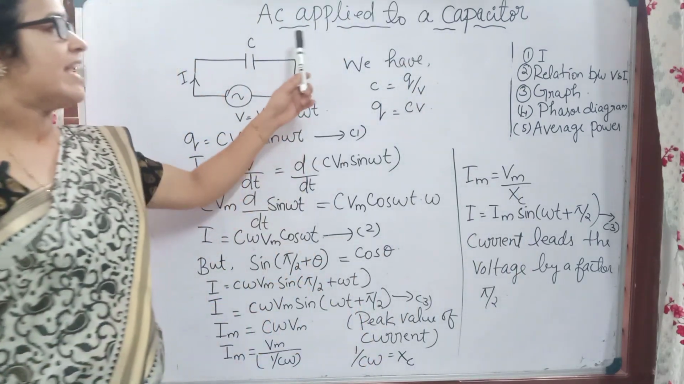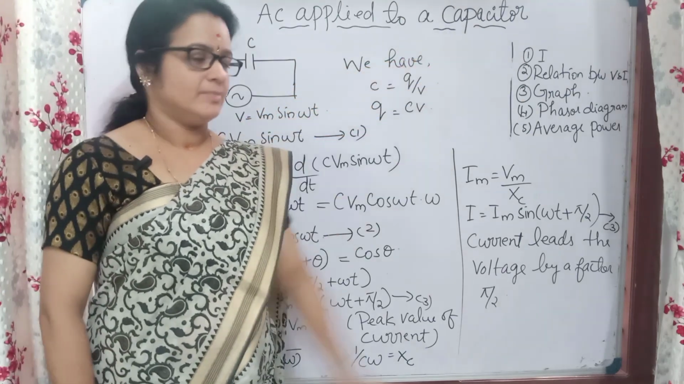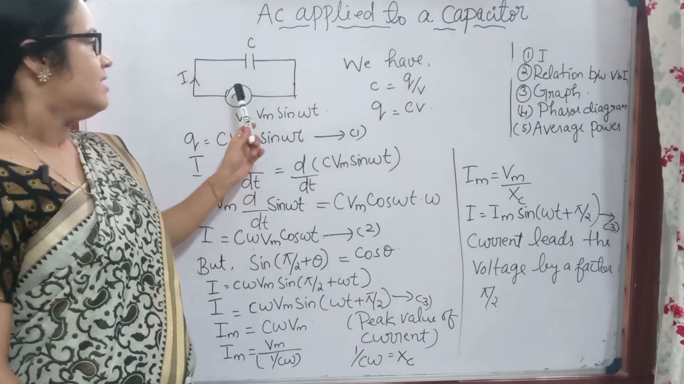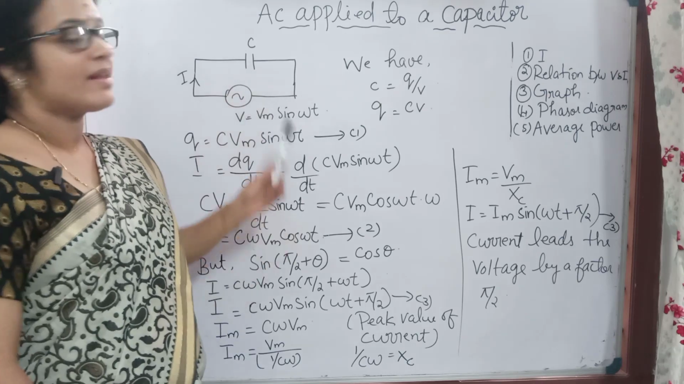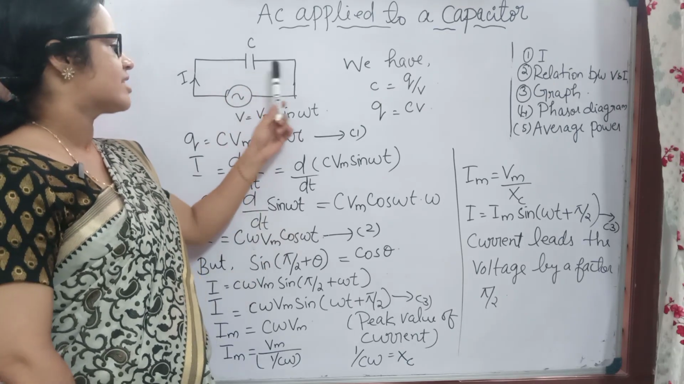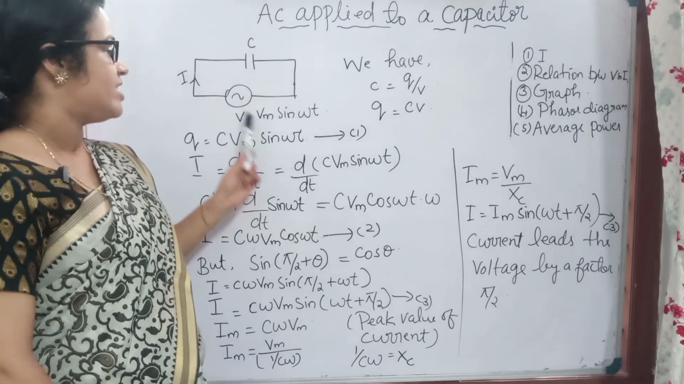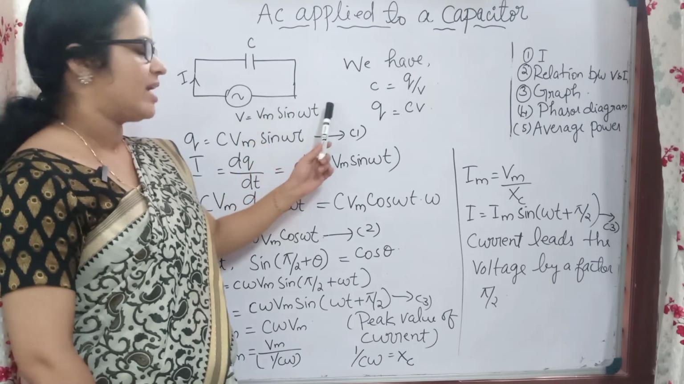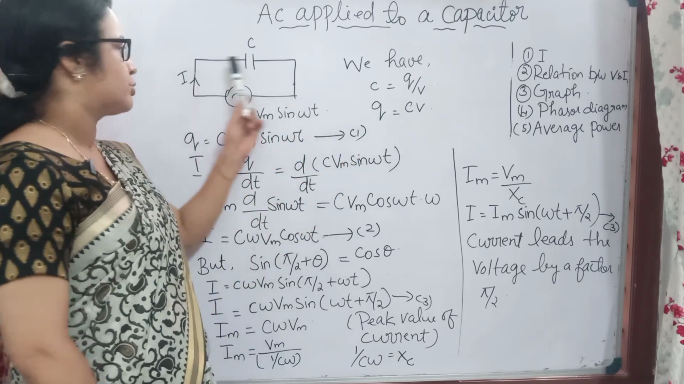Now we have AC applied to a capacitor. Here we can see that the circuit contains a capacitor having capacitance C, which is connected to an alternating voltage V is equal to Vm sin omega t. Then the current will be flowing through this.